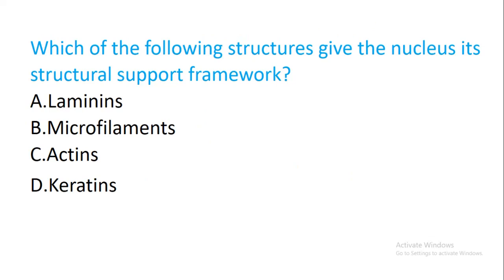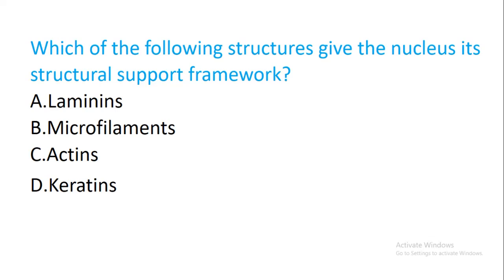Which of the following structures gives the nucleus a structural support framework? Remember what I said? I hope you can remember. I said, let's not confuse the cytoskeleton with the lamin. The lamin is the one which is giving the support framework of the nucleus. Then the cytoskeleton is giving support to the cell, and also to the organelles, specifically the organelles which are found in the cytoplasm.